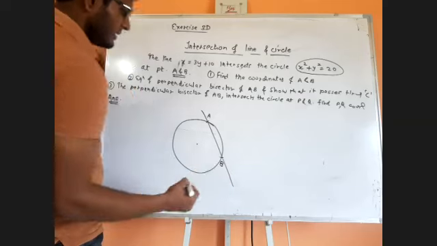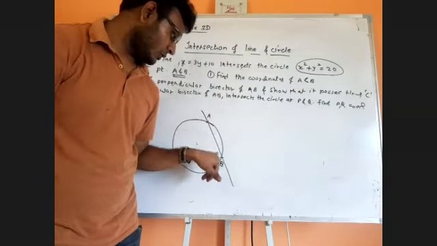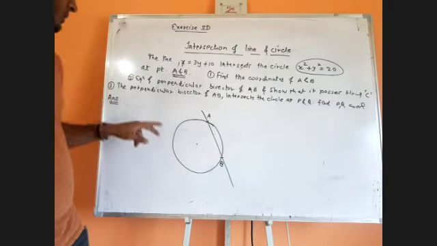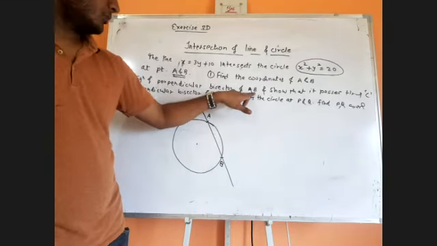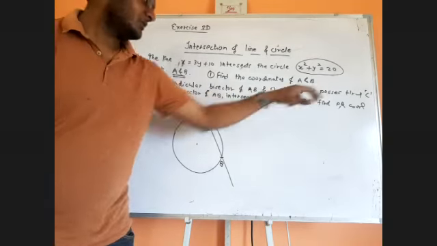So this is point A. This is point B. We will understand the question first, what they are expecting. Find the coordinates of A and B. Next is the equation of the perpendicular bisector of AB. We have to find the equation of the perpendicular bisector of AB and show that it passes through the center.